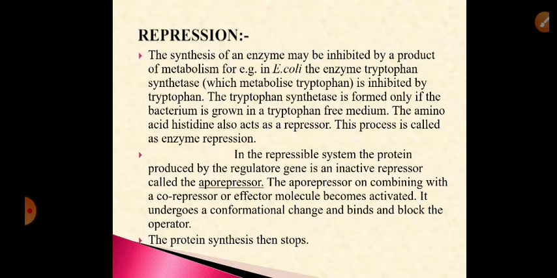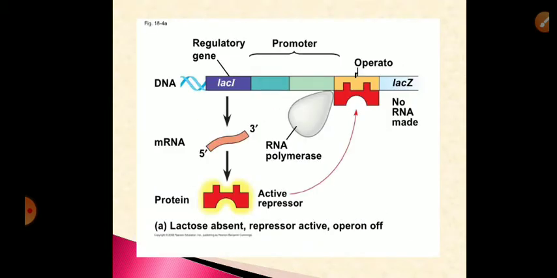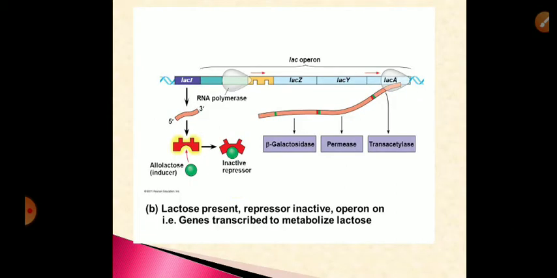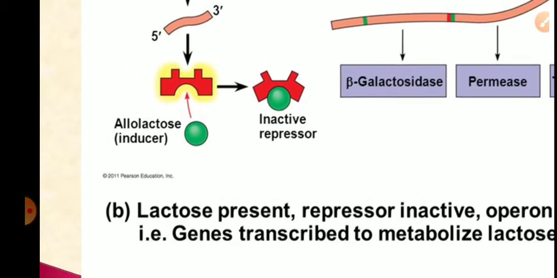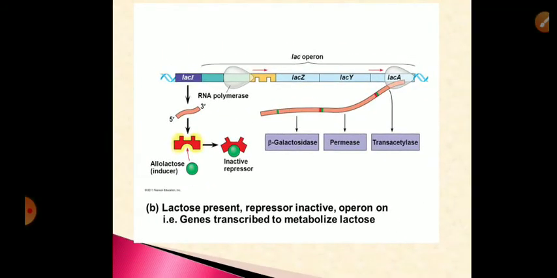Now let us discuss the second system, that is repressible system. I hope you understood about inducible system. What does the inducible system say? If inducer is absent, operon expression is shut down. No expression of structural genes. But when inducer is present, all the three structural genes are expressed, because inducer converts active repressor into inactive form by binding to the repressor. So the next system is repressible system.